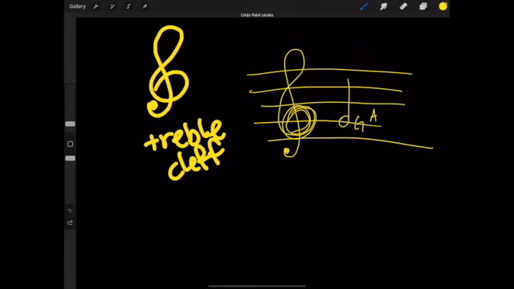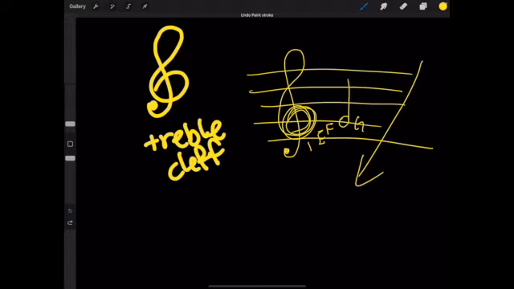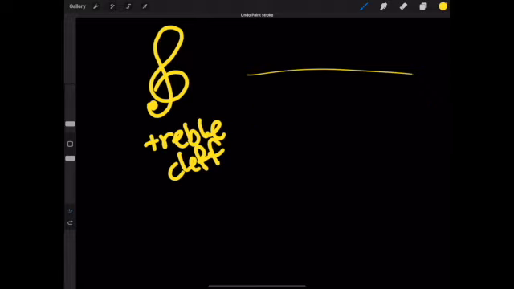And now let's go descending, which is down. So if this is G, and the space beneath it is F, the line is E, the space is D, add a ledger line, that's C. Below the ledger line is B, okay? So there's that. We got our treble clef.